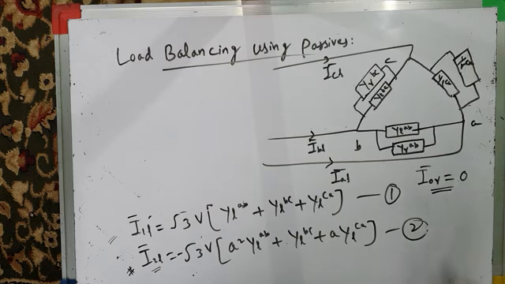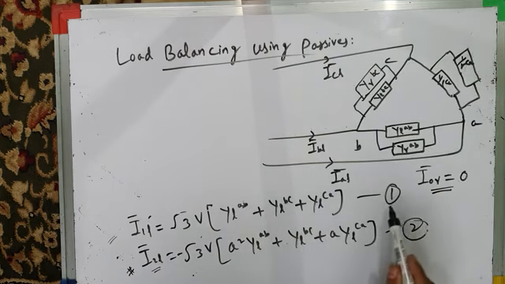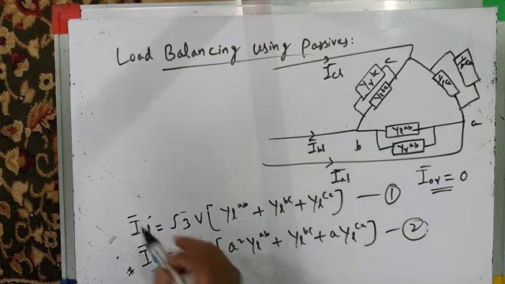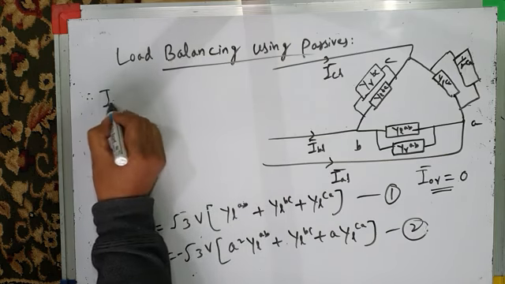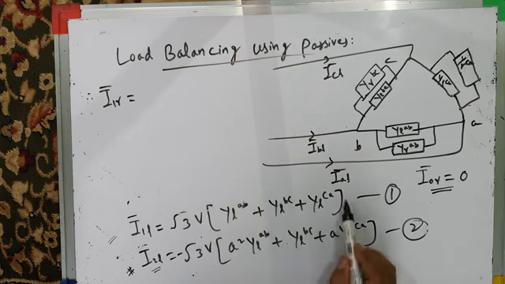So they will not draw any zero sequence component of current. But they will draw positive sequence component of currents and negative sequence component of currents. And the positive sequence component of currents drawn by them will be exactly equal to the positive sequence component of current drawn by the load. And the negative sequence component of current will also be the same as the negative sequence component of current in the load. So therefore, we can write the positive sequence component of current generated by the compensator is equal to the positive sequence component of load current.